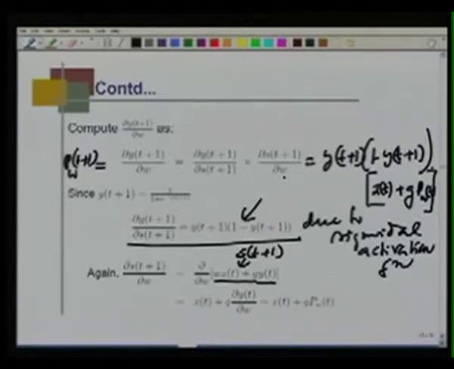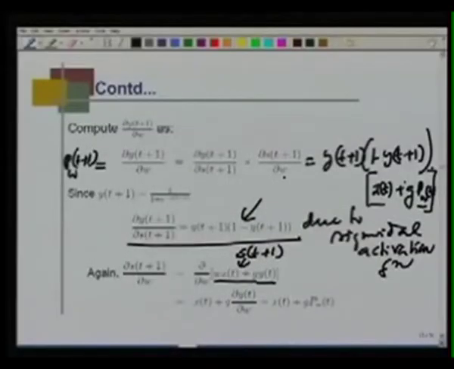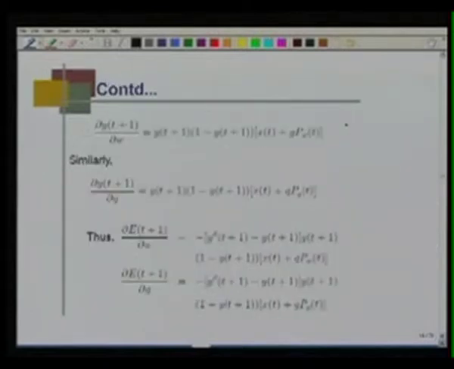So, what you are seeing is that P_w at t plus 1 is written in terms of P_w at t. The gradient information at t plus 1 is a function of the gradient information P_w at t. If I have the gradient information at t, I can easily compute the gradient information at t plus 1. This is the basic theme of the real time recurrent network. Once you understand this, any complex network you can derive. So, this is what we derived.